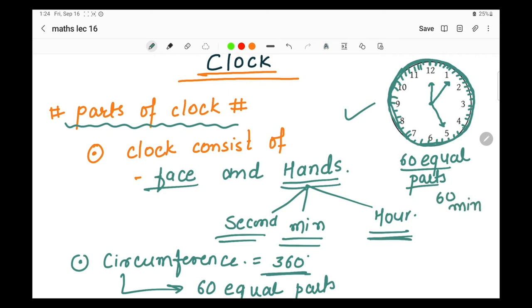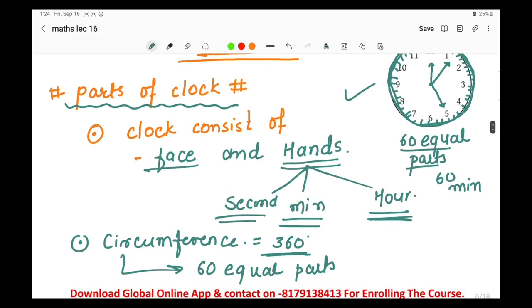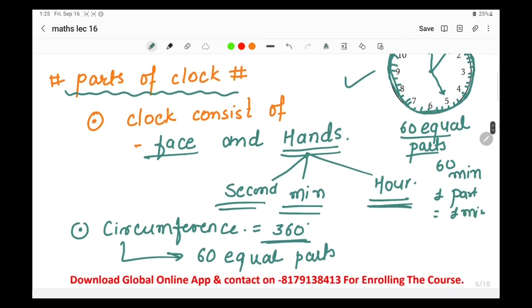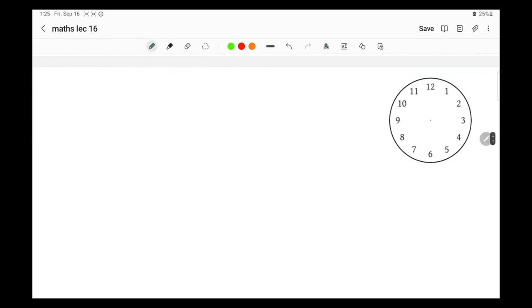So basically these 60 equal parts are denoting the 60 minutes. If we go for one individual part over here, one part is denoting 1 minute. So if I look into this particular diagram of the clock, if this is 12 o'clock, this is 1 o'clock. The distance between these two parts is denoting how many minutes? It is denoting 1 minute.